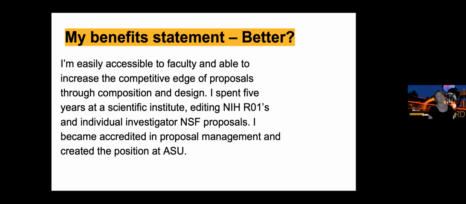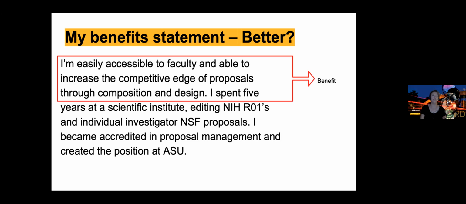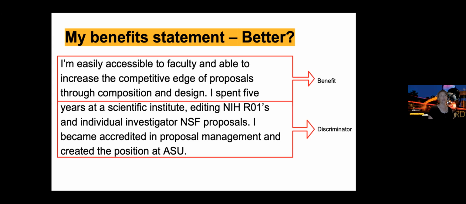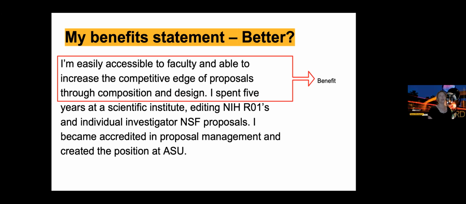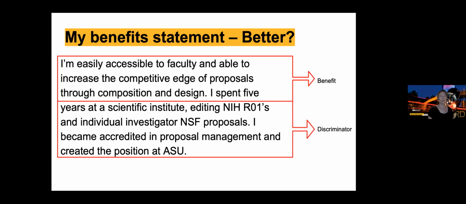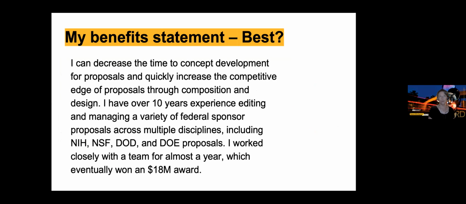And accreditation maybe doesn't really ring your bell either, because, okay, it usually doesn't mean anything to anybody outside the field. So I have benefit. I can do it quickly, and I'm easily accessible, right? Or I guess it's not quickly. Let's go back. I can increase your competitive edge, and that's it. That's my benefit that I've decided on. And there's my discriminator. Nobody else can say what I'm saying right there. Okay, it's okay. I've got you kind of on the hook, but is there a better one?